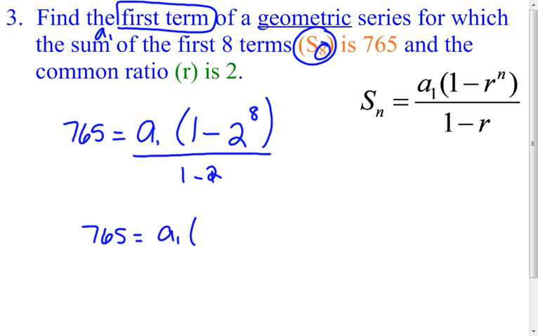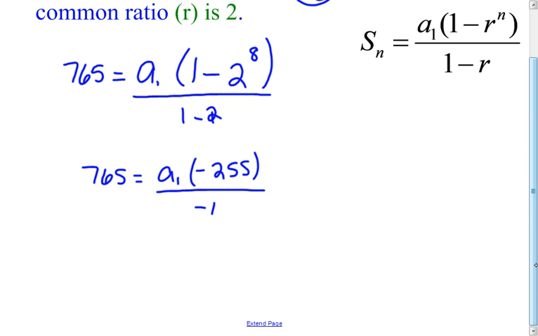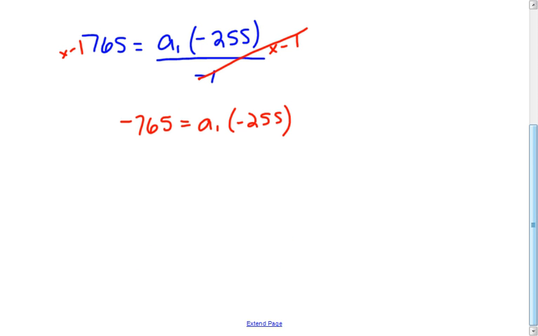1 minus 2 to the 8th, if you stick that into your calculator, will give you negative 255. And then, of course, on the bottom, 1 minus 2 is negative 1. Okay, then you want to get rid of that fraction, and so I will multiply by negative 1. And obviously that's going to cancel, and I will have negative 765 equals A1 times negative 255. And then to solve for A1, I will divide by negative 255. And your first term, when you figure that out, will be 3.